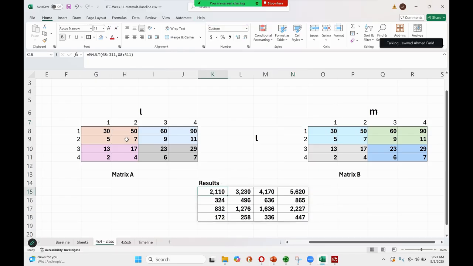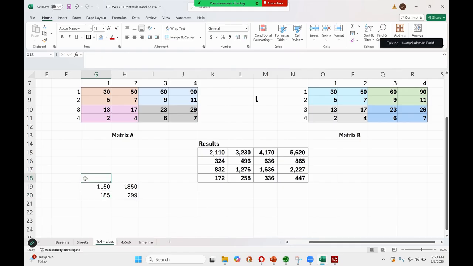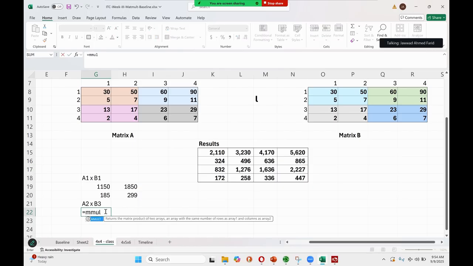You know, if I take this and I multiply it with this, then I take this and I multiply it with this, what does the end result look like? So this is what? This is A1 into B1. So what will A2 into B3 be? This is B3, take this.